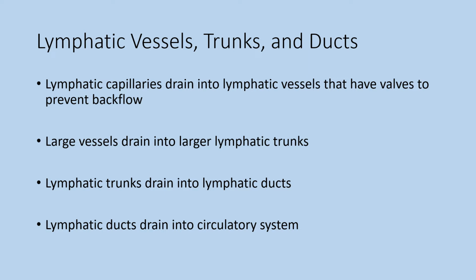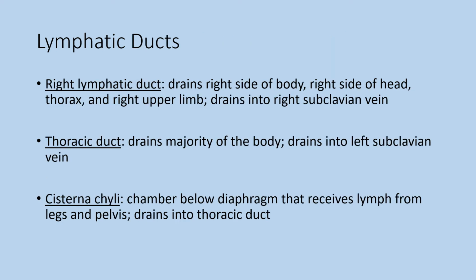The larger vessels drain into even larger lymphatic trunks, which then drain into lymphatic ducts, which then drain back into the circulatory system. So the right lymphatic duct drains the right side of the body, the right side of the head, the thorax, and the right upper arm. That right lymphatic duct will drain into the right subclavian vein. And then the thoracic duct drains the rest of the body into the left subclavian vein. So it's going to be both of the legs, the pelvic area, the left arm, the left side of the head, left neck, etc.